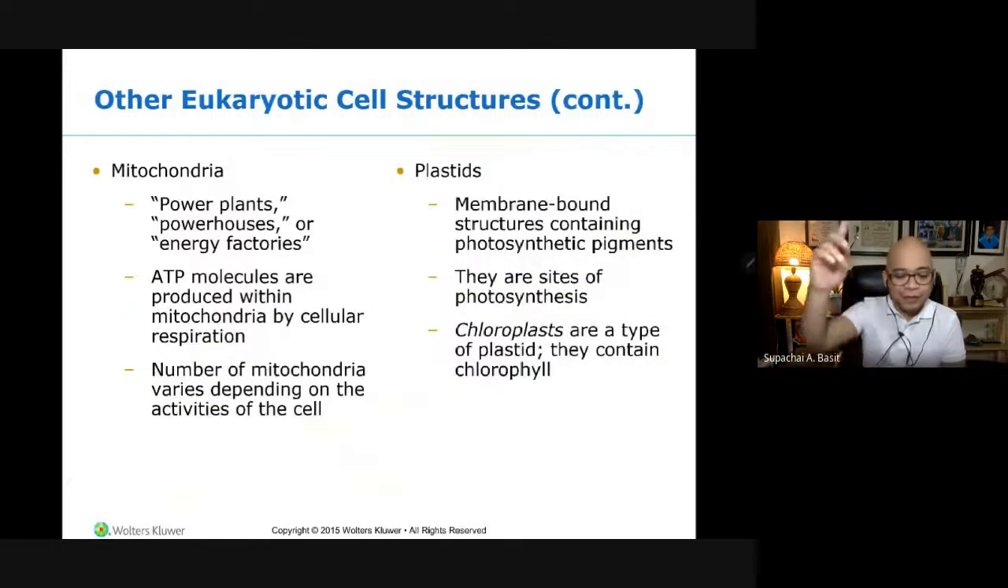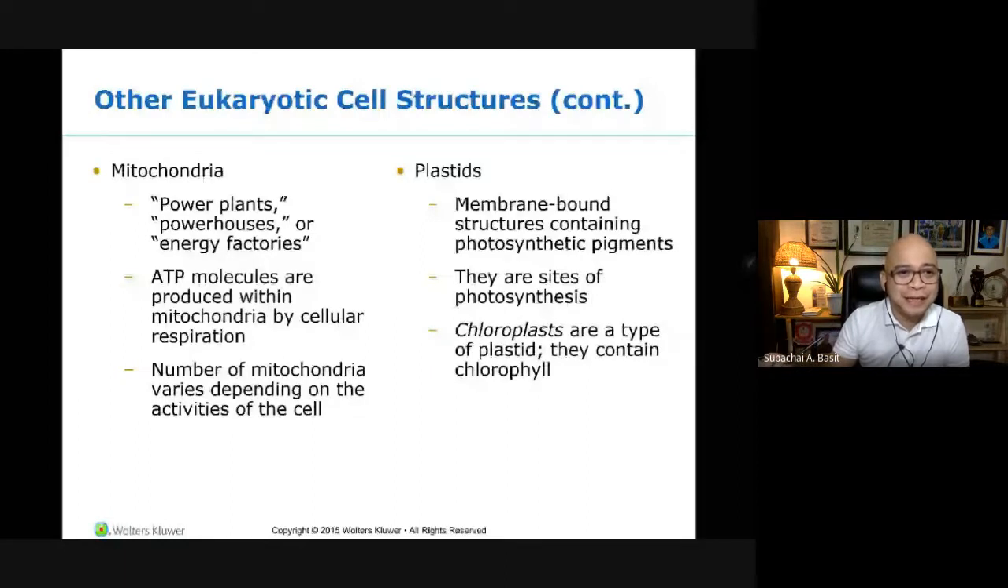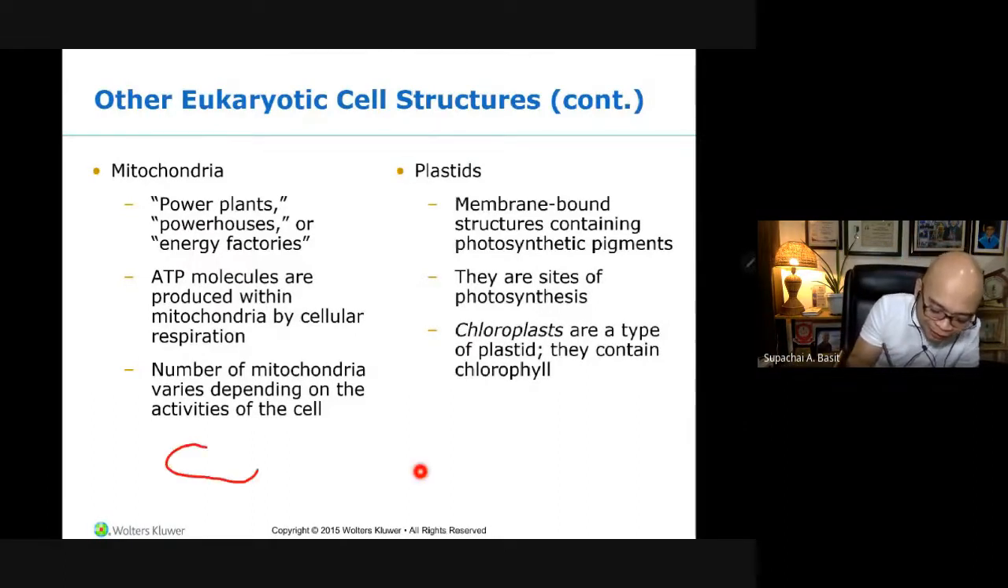Moving forward, we also have the mitochondria. It's considered to be the power plant or the powerhouse of the cell, or the energy factory. So why is it considered an energy factory? Because this is where the ATP is generated within the mitochondria via cellular respiration. If you look at the structure of the mitochondria, you'll be able to see the inner folding within it known as the cristae.